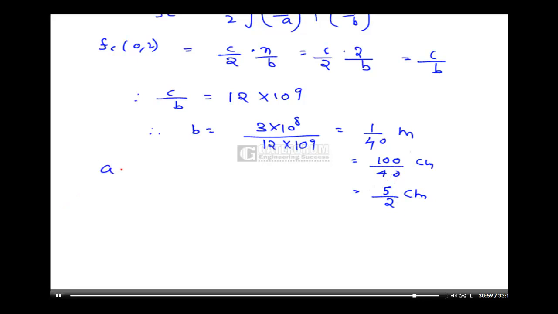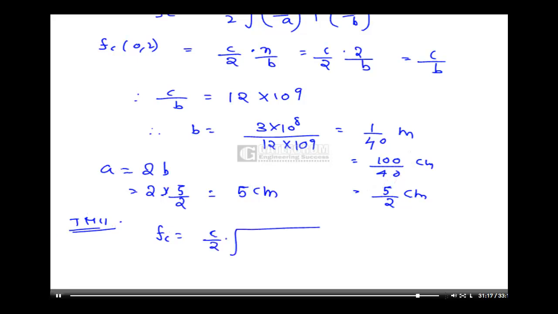Then A is equal to how much? A is given as 2B. A is equal to 2B, that is equal to 2 into 5 by 2. So that is equal to 5 centimeters. A is equal to 5 centimeters. Then what is the cutoff frequency for TM11? The cutoff frequency is equal to C by 2 into square root of M by A whole square plus N by B whole square, with M equal to 1 and N equal to 1. So 1 by A whole square plus 1 by B whole square.